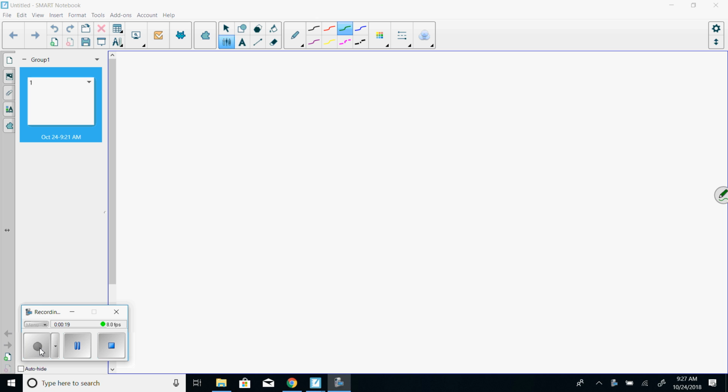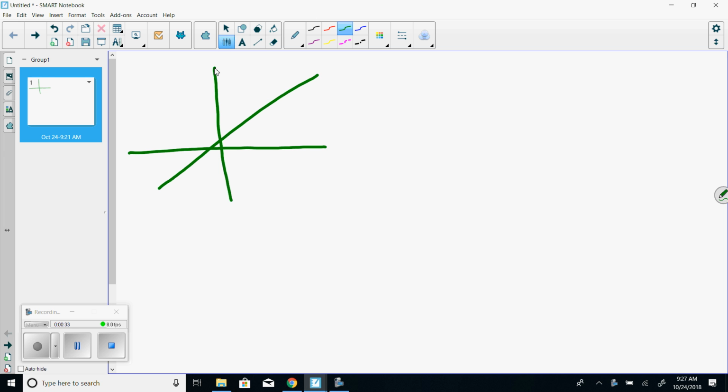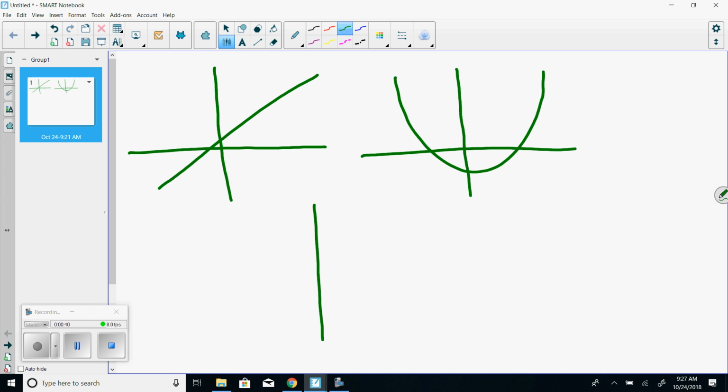But I'm going to teach you the easiest way to look at a graph and know whether it's a function or not. And it's called the vertical line test, okay? So if I have a graph like this, and a graph like this, and a graph like this, you can use the vertical line test to determine whether these are functions or not. Two of them are functions, one of them is not.